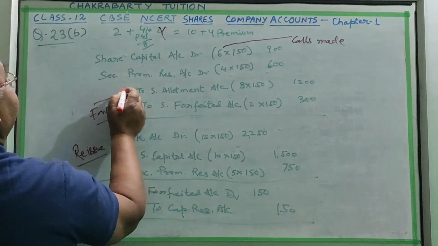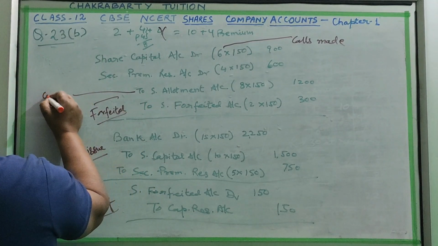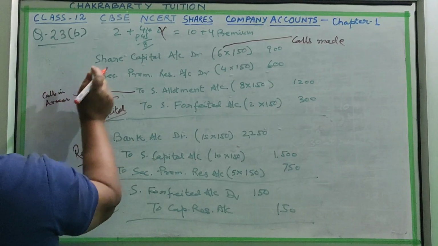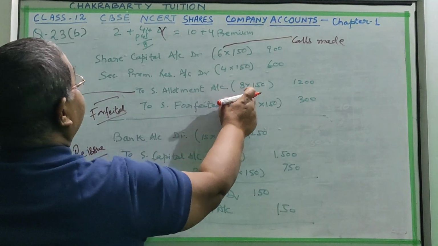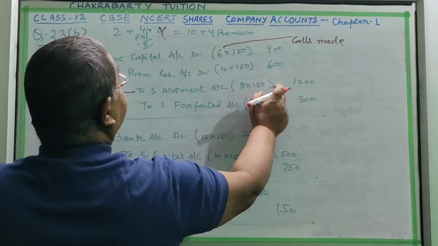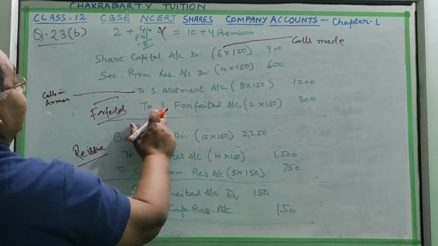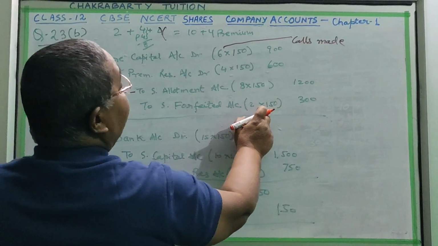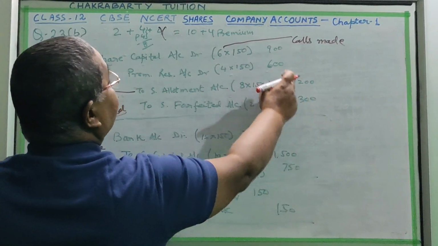So share allotment account will be credited. This represents calls in arrear. Calls in arrear is 8 rupees for 150 shares, so share allotment account will be credited by 1200. And this is actual cash received. Share forfeited account: you have received 2 rupees on 150 shares, so 300. You see the total agrees.